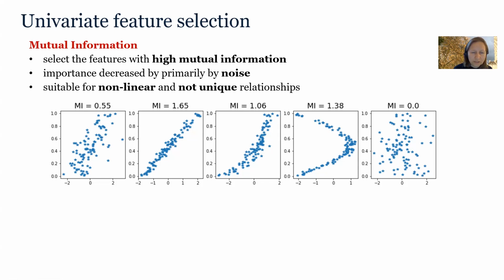Actually, in this case, the highest feature is again the linear one, but it's closely followed by this highly nonlinear, non-unique feature. And that's because it has low noise. And only after that, in third rank, is this close-to-linear feature. Again, as we expect, the unrelated feature has zero mutual information, and the noisy feature has low mutual information in this case.